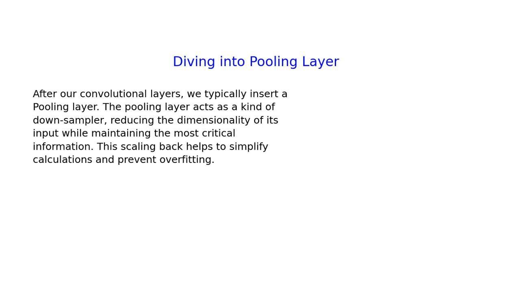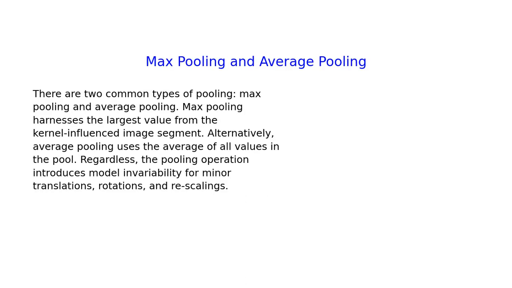The pooling layer acts as a kind of downsampler, reducing the dimensionality of its input while maintaining the most critical information. This scaling back helps to simplify calculations and prevent overfitting. There are two common types of pooling: max pooling and average pooling. Max pooling harnesses the largest value from the kernel-influenced image segment. Alternatively, average pooling uses the average of all values in the pool. Regardless, the pooling operation introduces model invariability for minor translations, rotations, and rescalings.